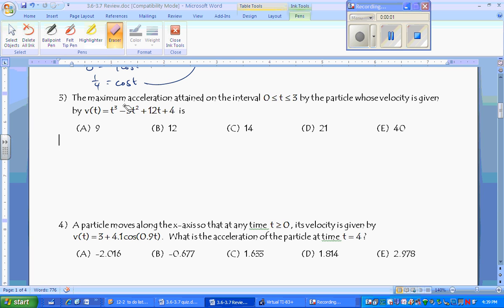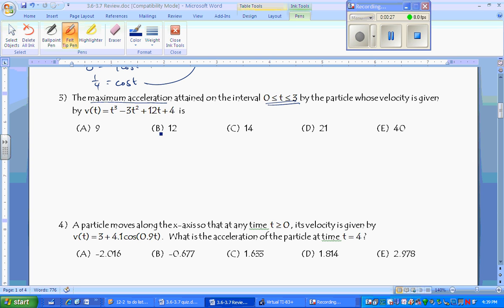For this one, number 3, we're trying to find the maximum acceleration. So whenever we're trying to find the maximum of something, we have to take its derivative and find out when the derivative of that is 0. So we want to know when the derivative of acceleration is 0, because that's when we might be changing from increasing acceleration to decreasing acceleration. So that would give us a maximum.